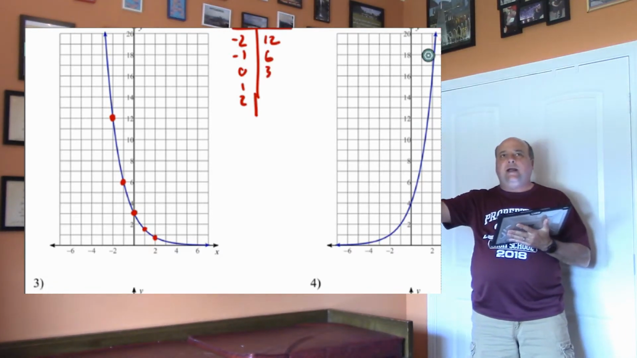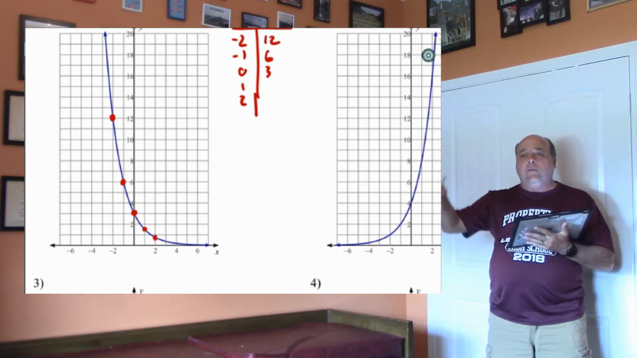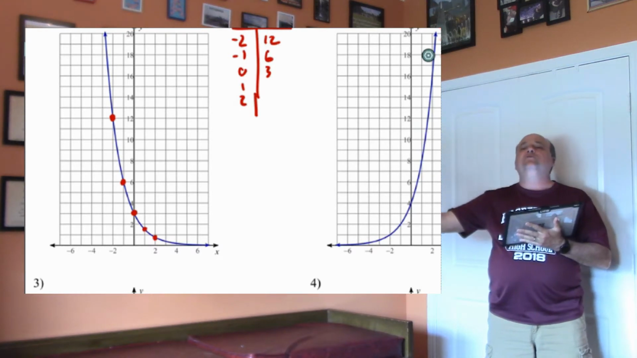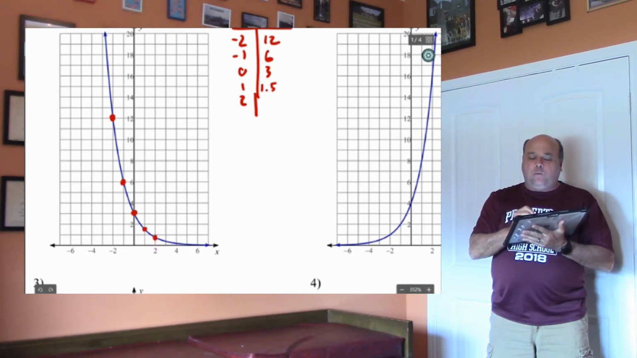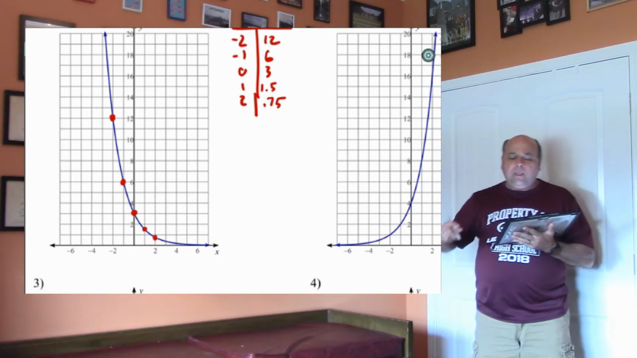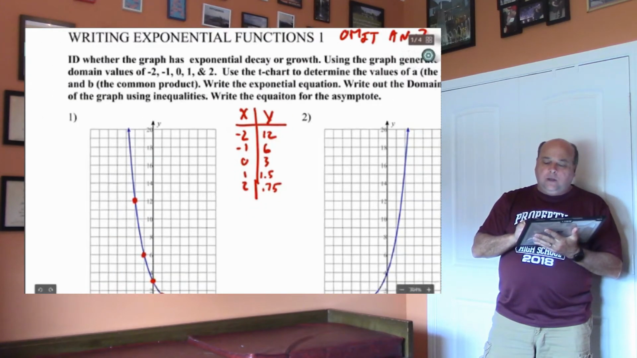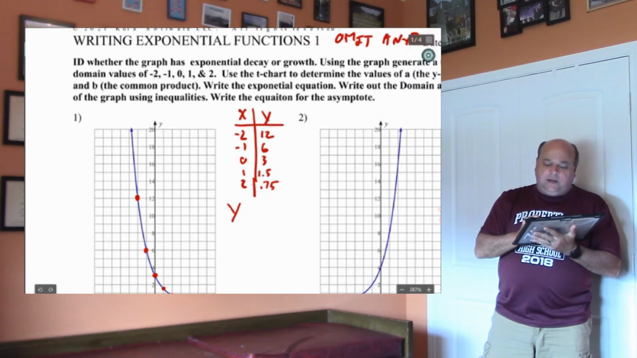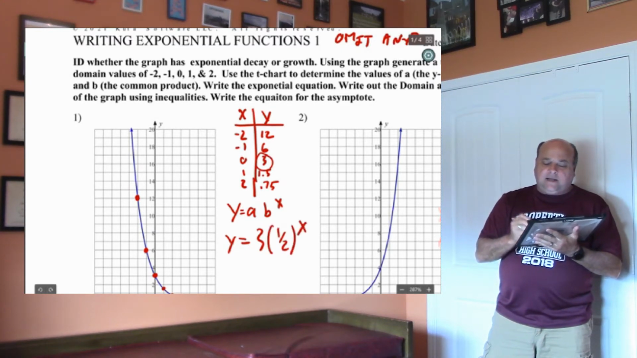Now then, do you see the pattern going down? We're dividing by 2 or we're multiplying by 1/2, aren't we? So keep multiplying by 1/2 and use decimals on this. So 1/2 of 3 is 1.5 and 1/2 of 1.5 is 0.75. So this is my t-chart. Notice this has decay, doesn't it? Okay. Now then, what do the directions want? Okay, so write down y equals ab to the x. And then y equals, my a is 3, and my common product is 1/2 to the x.